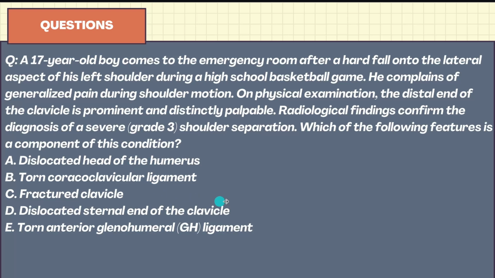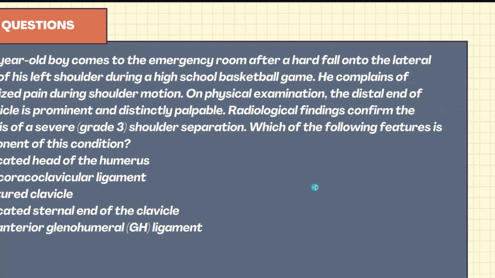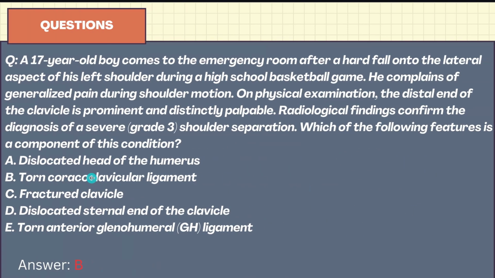So, this was mentioned earlier. And it's going to be B, torn coracoclavicular ligament, because this is not shoulder dislocation. So many people can confuse this and think this is shoulder dislocation. This is shoulder separation, and one of the ligaments involved is either the acromioclavicular ligament or the coracoclavicular ligament.